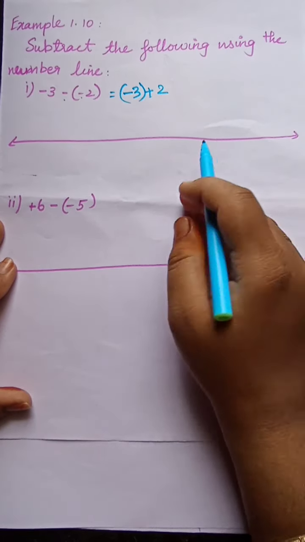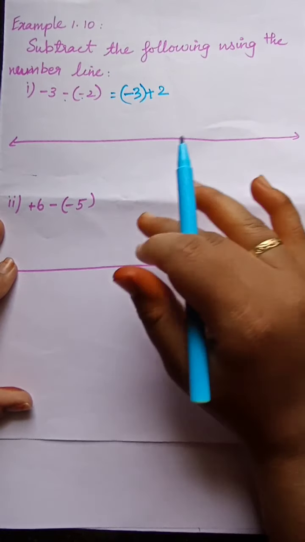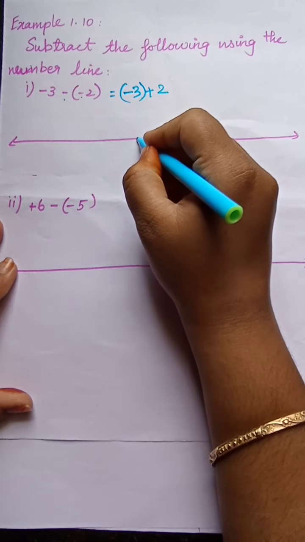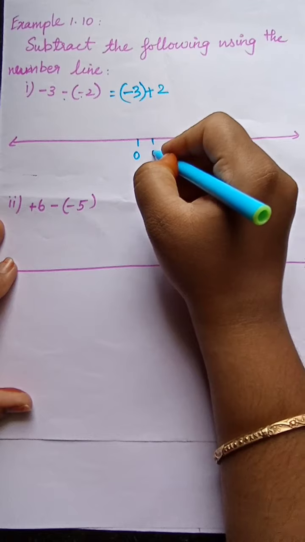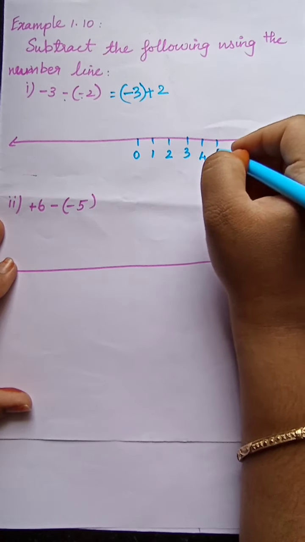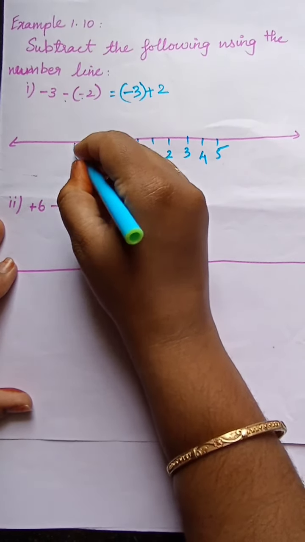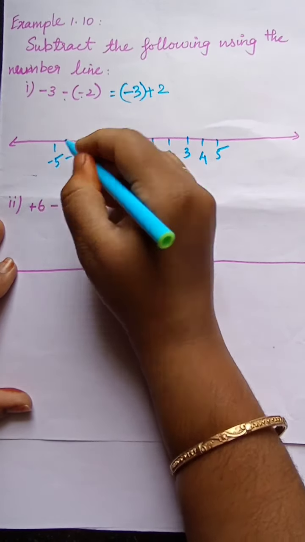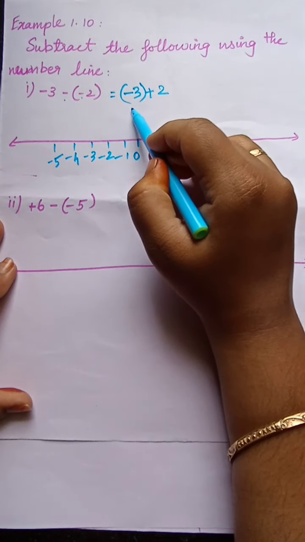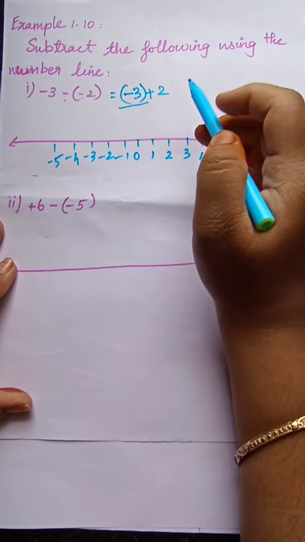Okay, next we are going to form the number line. I am going to start drawing it. From here 0, 1, 2, 3, 4, 5. This side, minus 1, minus 2, minus 3, minus 4, minus 5. Then we have to see the first number. What is the first number they have given here? The first number is minus 3.